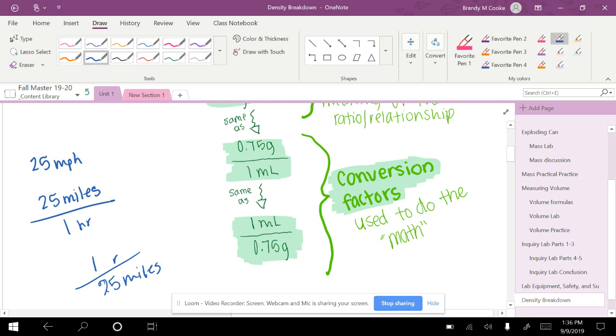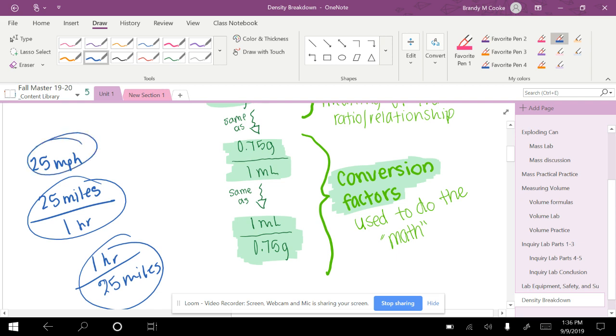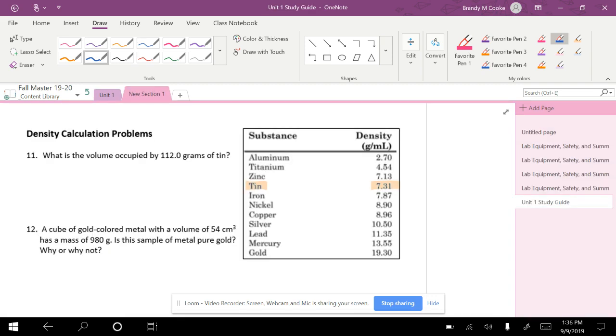So we can use the fractions here, the conversion factors, to help make calculations easier. Even though we know, this is basics, 25 miles an hour, that's what we need to do. The conversion factors just help make the calculations more visual, and you're less likely to make a mistake when you use them. So let's see them in action.